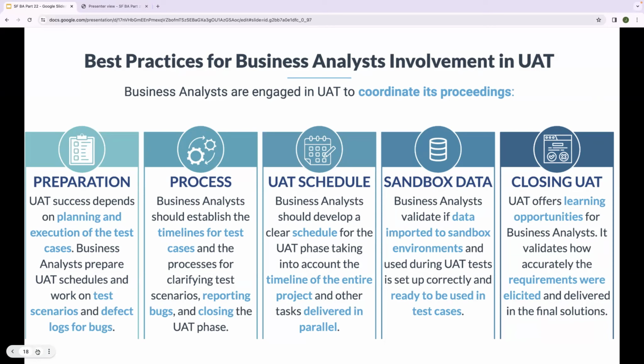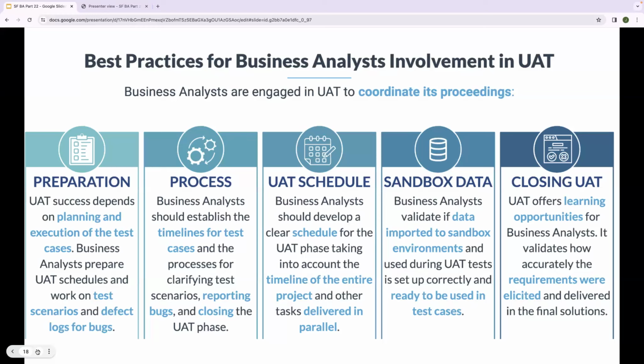Process. Business analysts should establish the timelines for test cases and the process for clarifying test scenarios, reporting bugs, and closing the UAT passes. UAT schedule. Business analysts should develop a clear schedule for the UAT passes, taking into account the timeline of the entire project and other tasks delivered in parallel.